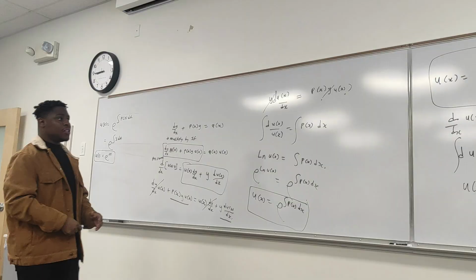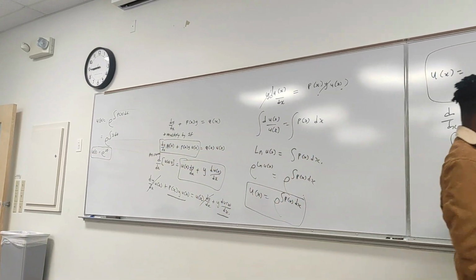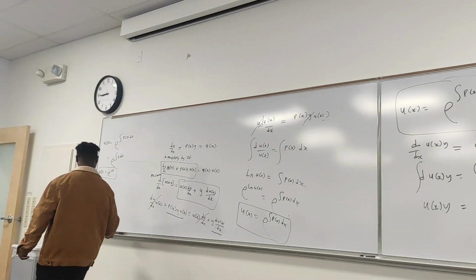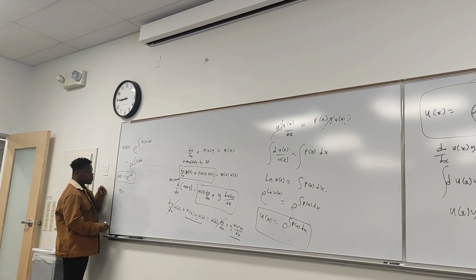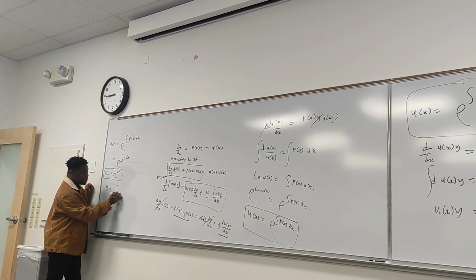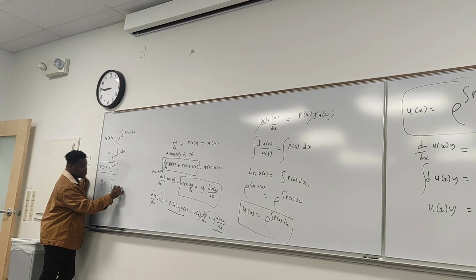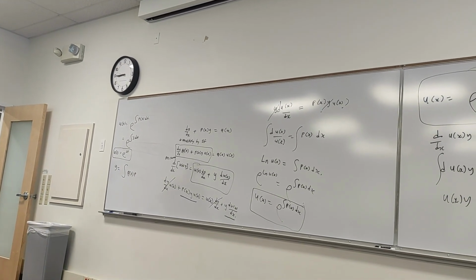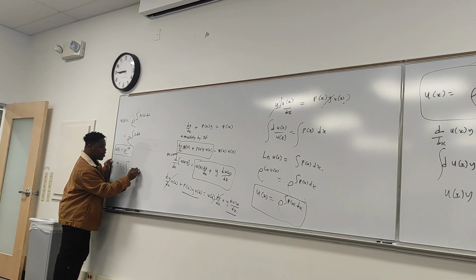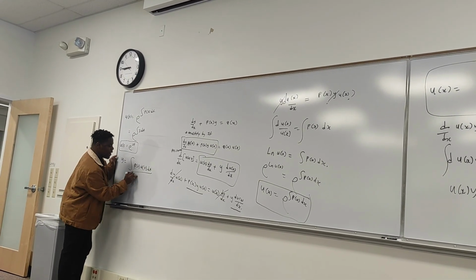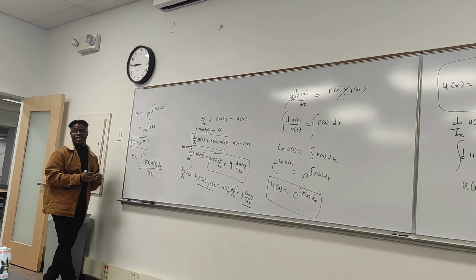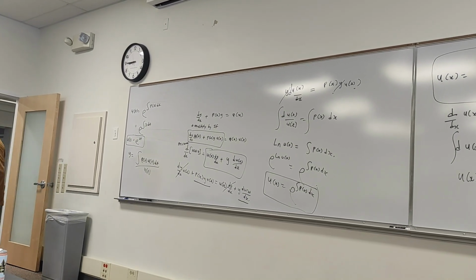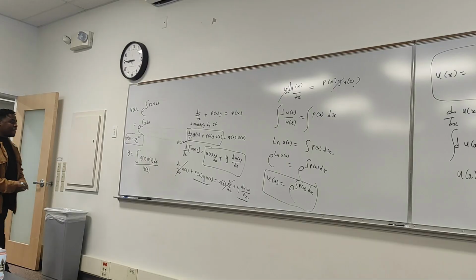Now let's solve. The solution is just this one here. So y, the solution, is given as integral Q of T, U of T, is that U of T? Yeah, U of T. Okay, thank you. Integral Q of T U of T dt divided by U of T. That is our solution. Okay, so let's put it there.